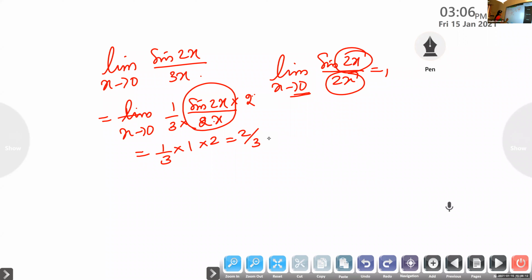Now write this question. Solve this one. Limit x tending to 0 sine ax by bx.